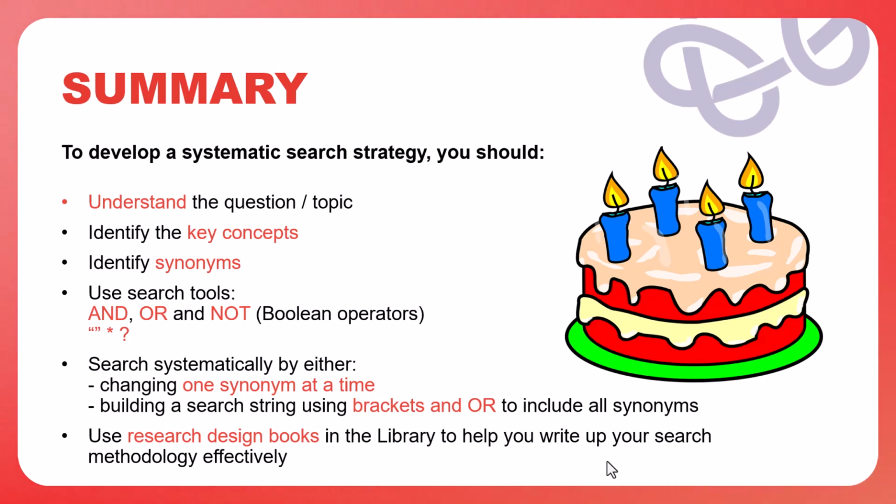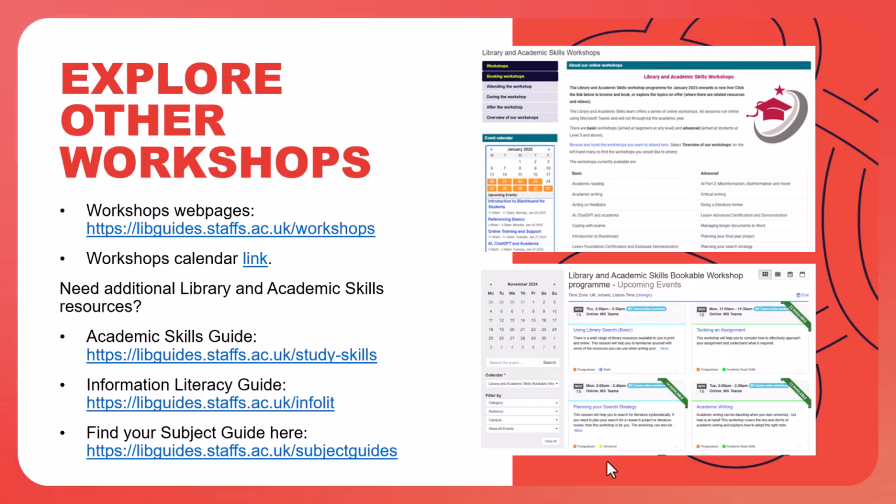And the best thing to do now will be to have a practice. Start with your scoping search to get a feel for the topic. Identify synonyms from the results that you find, and then use this strategy to develop your effective systematic search. Don't forget to explore other workshops and their videos that might be useful to you. We do have one on writing a literature review and on doing your research project, so they may be useful for you.